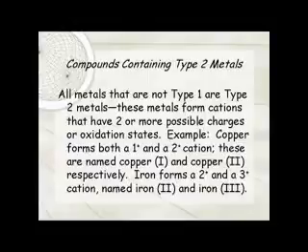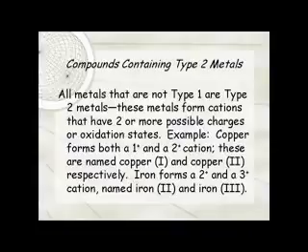Now that you've mastered naming binary compounds that contain type 1 metals, let's look at compounds that contain type 2 metals. Now, this is an interesting statement. Listen closely. All metals that are not type 1 are type 2 metals. These metals, type 2 metals, form cations, or positive ions, that have two or more possible charges or oxidation states.